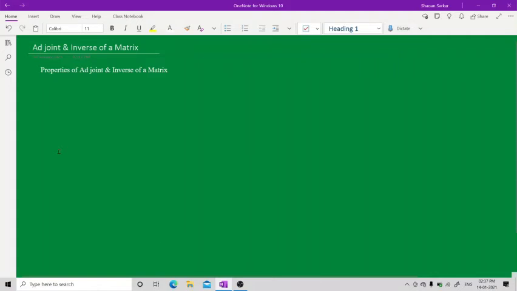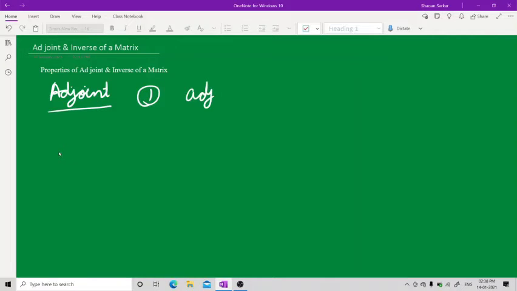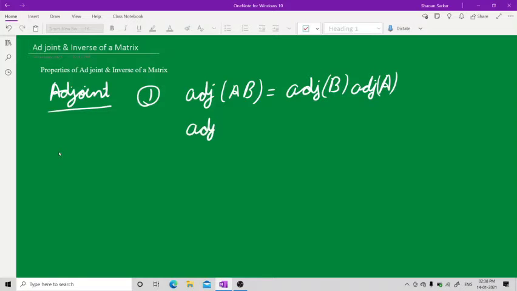Now we will start with the properties of adjoint. The first property of adjoint: adjoint of AB is equal to, you write in the reverse order, adjoint of B and then adjoint of A multiplied. Now adjoint of A transpose is equal to adjoint A whole transpose. This is the second property of adjoint.